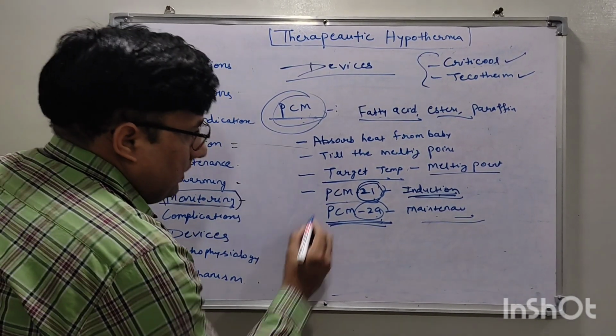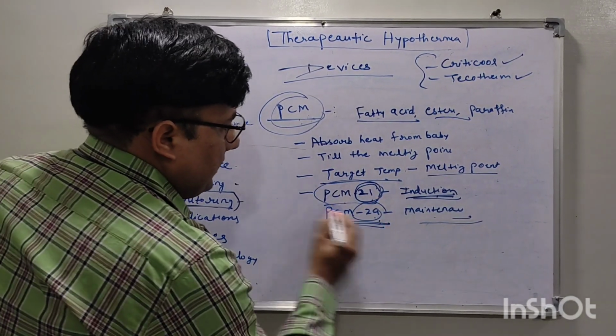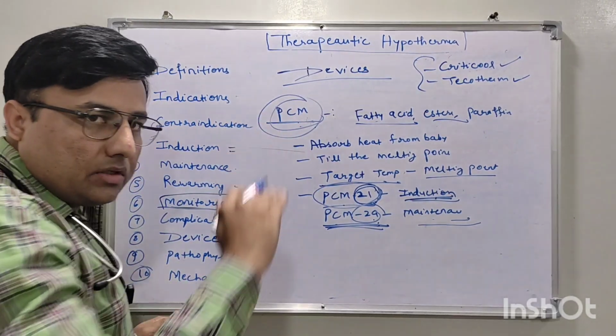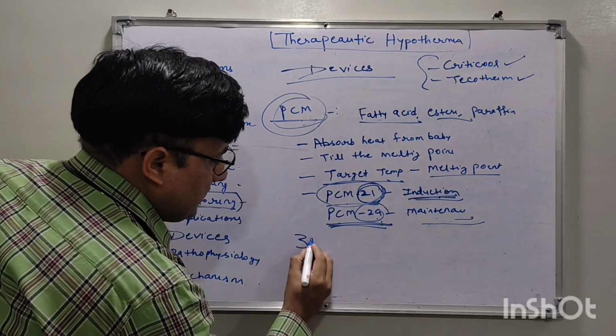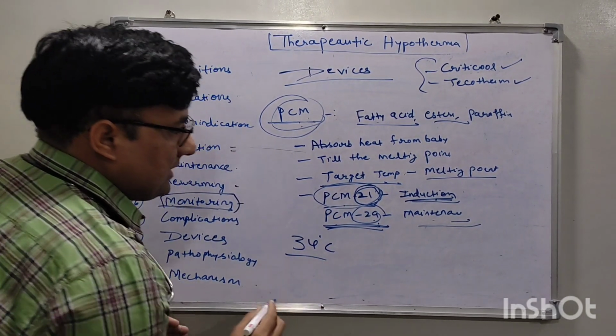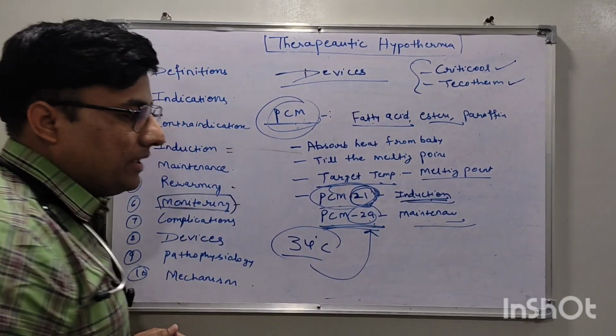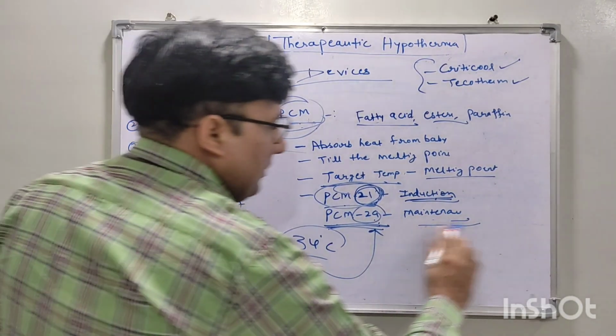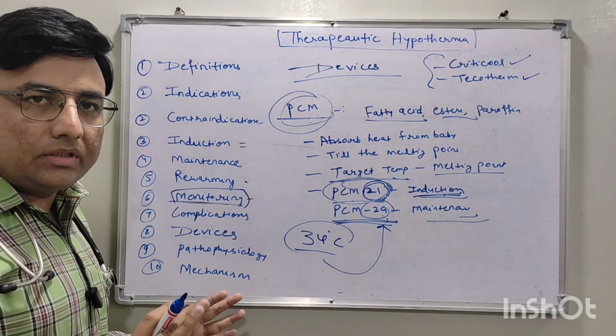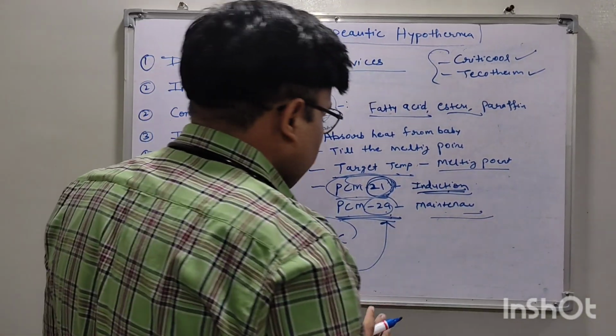And till then we have to keep the PCM 21. Then the temperature will reduce. Once the temperature comes down to 34 degrees Celsius, we have to remove the PCM 21 and put the PCM 29. That will maintain the temperature between 33 and 34 degrees Celsius.